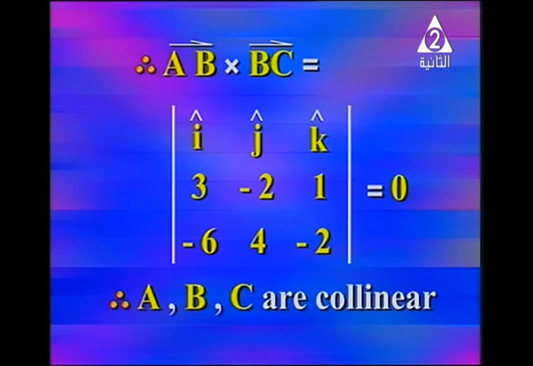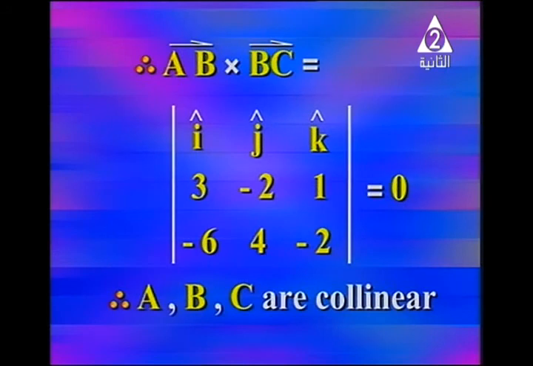By another method, if we divide the third row by negative 2, it equals the second row. Then the two rows have the same elements, and one property of determinants is that it equals 0 when two rows or two columns are the same. Then A, B, C are collinear.